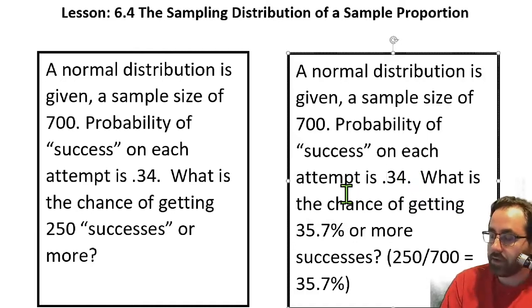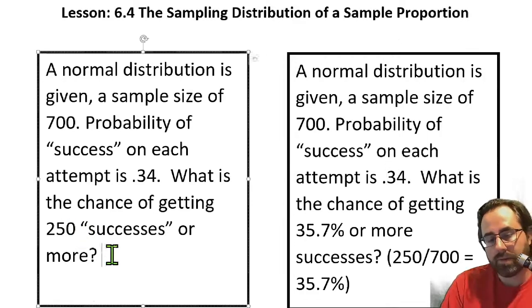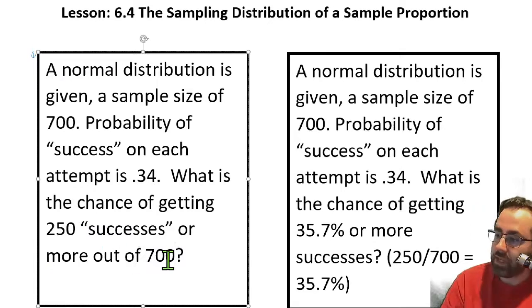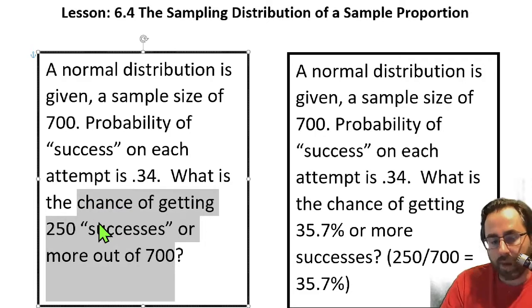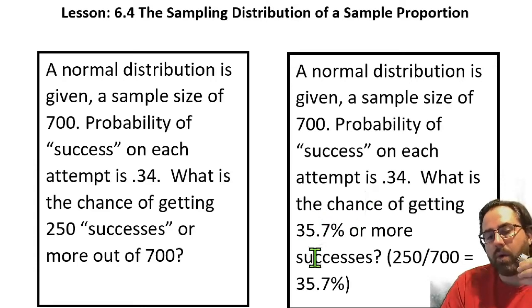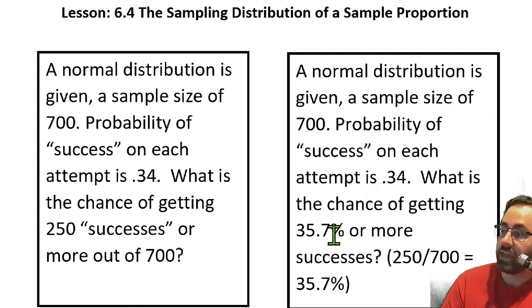It's really similar to the previous section we've just been dealing with, where it's a very similar problem, but instead of framing the question around the number of successes as a count, as in the previous section, where we do a problem like this: what is the chance of getting 250 successes or more out of 700? These previous questions were framed as the probability of achieving a count. Now in 6.4, in our current section, we're taking that same concept, but framing the question around the chance of achieving it as a percentage.